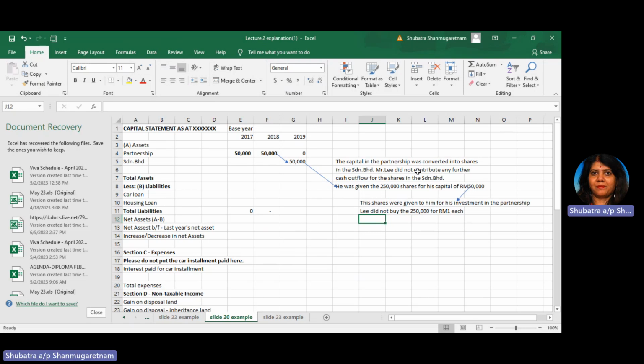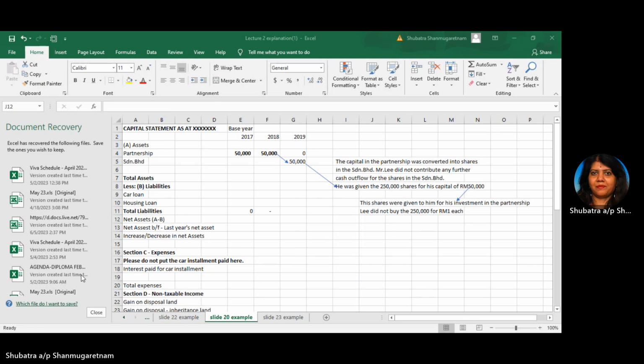When you read the question, see whether he actually bought the shares at $1 each, or was he given the shares in return for his investment in the partnership or sole proprietor. All right. So in this case, he did not buy the shares at $1 each. He was given the 250,000 shares for his investment in the partnership. So the value of the 250,000 shares was, his outflow was only 50,000.